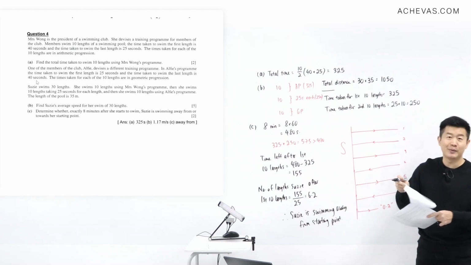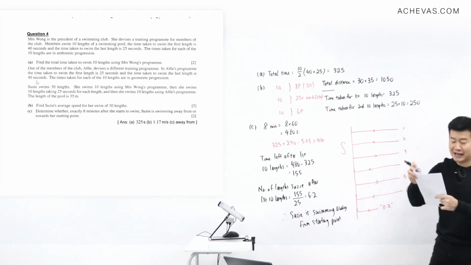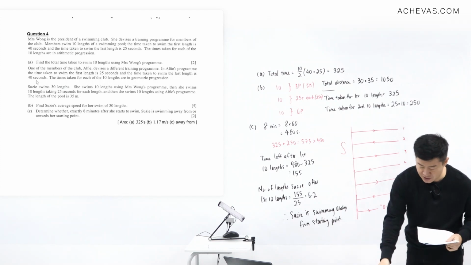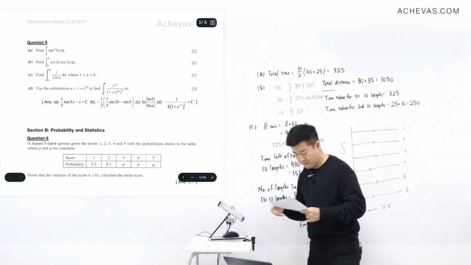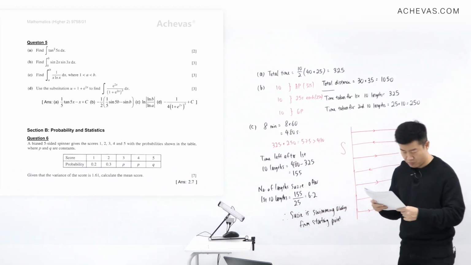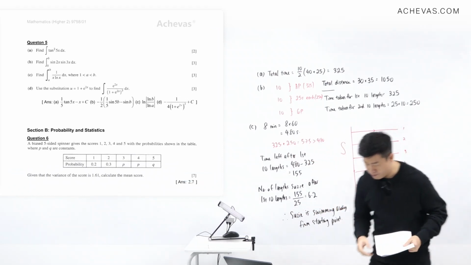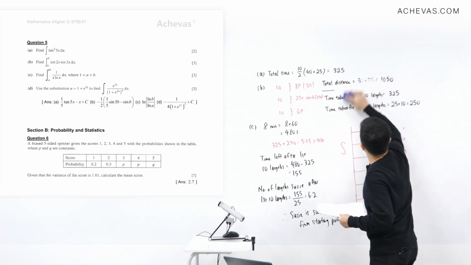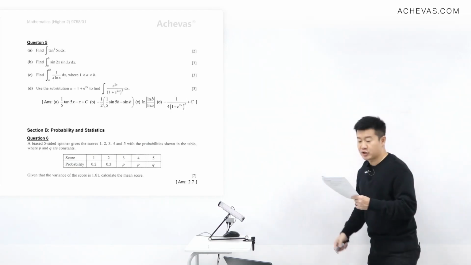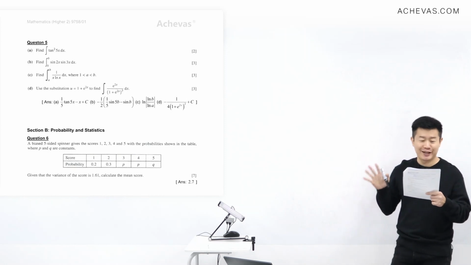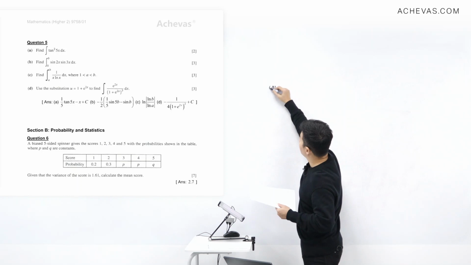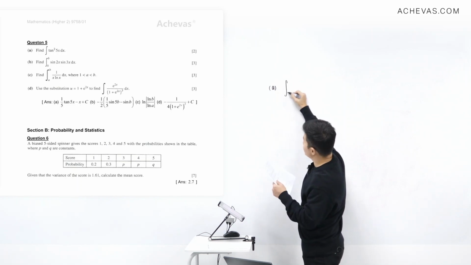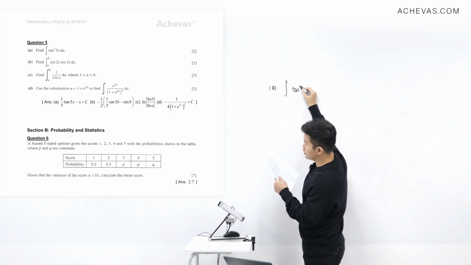Okay, this is question number 4. Let's take a look at the last pure math question in this paper, question number 5. Question number 5 is a full-fledged integration technique question. Let's take a look at 5a, which requires us to integrate tangent square 5x.